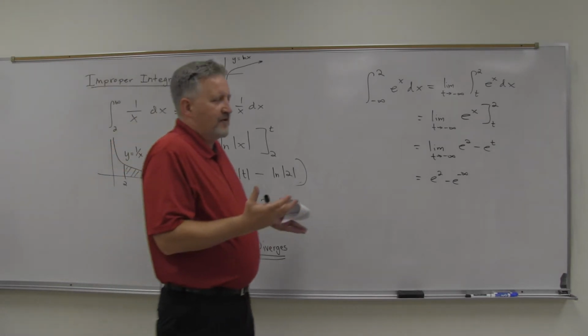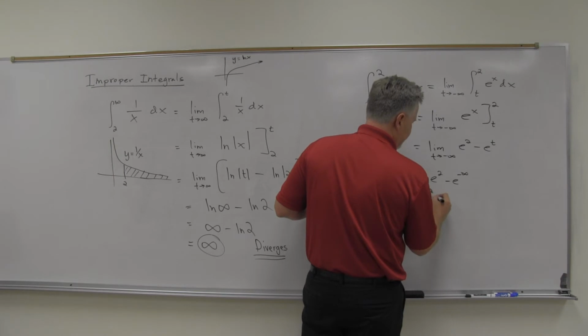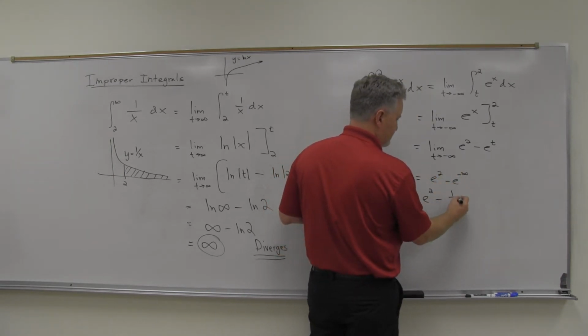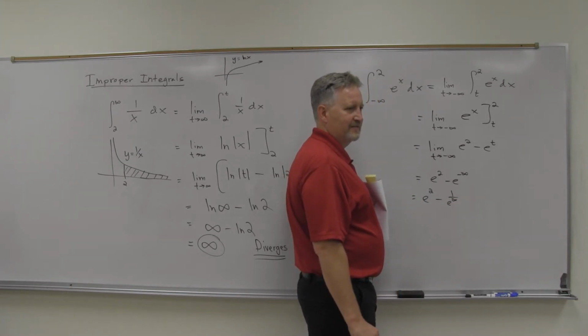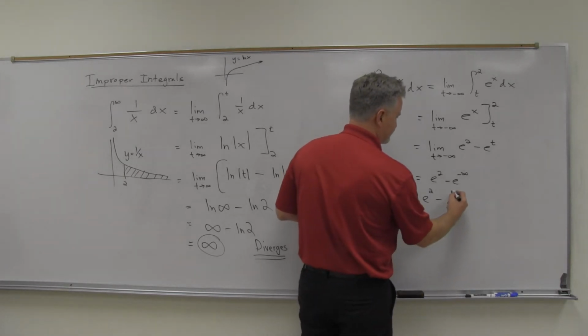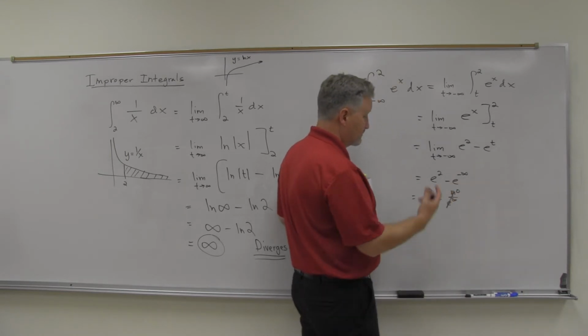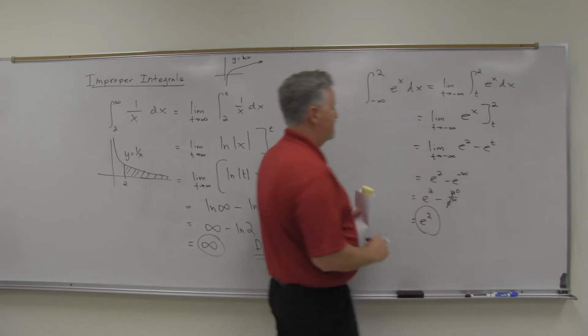I guess there's a couple ways you can think of that. Again, it's got a negative power, so wouldn't that be the same as 1 over e to the infinity? What does that do? That's 0. So e to the negative infinity, 1 over e to the infinity, goes to 0. So this is e squared. Convergence.